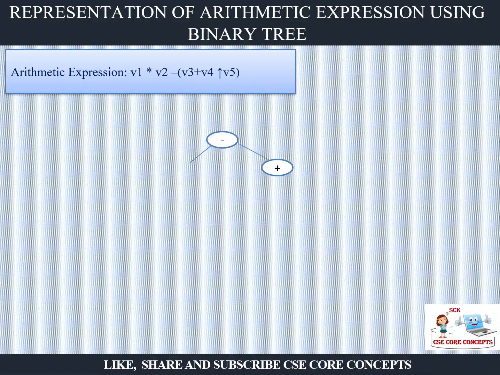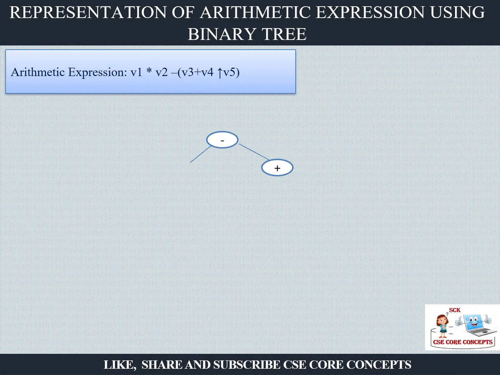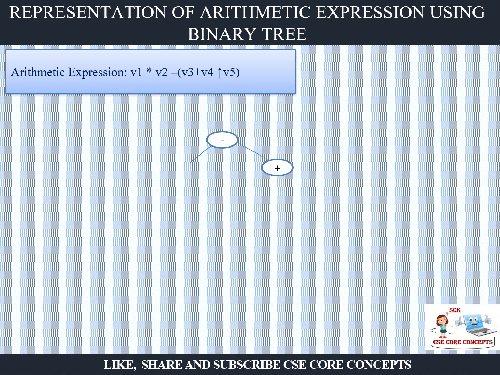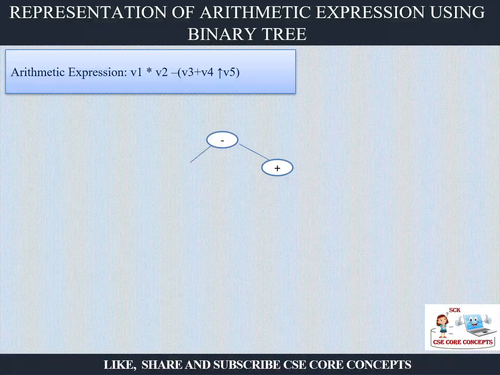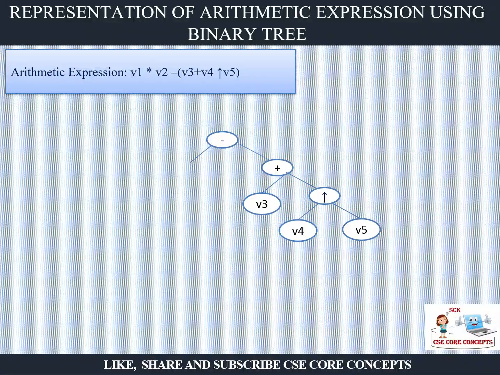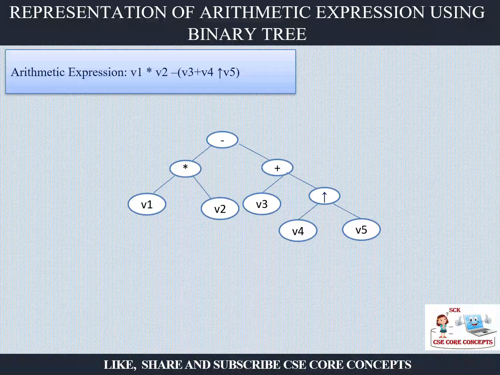Now on the left hand side we have one sub-equation, and on the right side we have another equation. If you analyze the equation properly, we can see that it is v4 exponent v5. So here we again divide the equation into two parts, that is the addition. v3 is added to the result which we get after performing v4 raised to the power v5. And on the left hand side of the tree we have v1 multiplied by v2. This is how we can create the representation of a tree for an arithmetic expression.